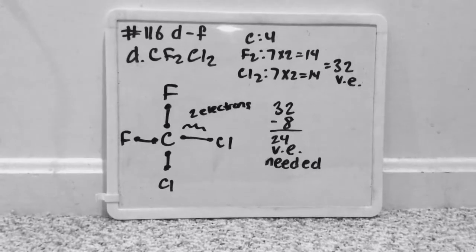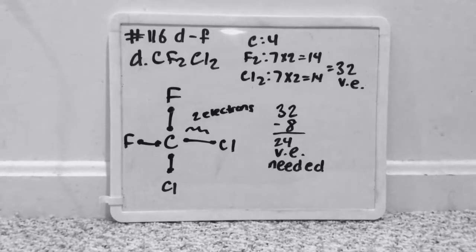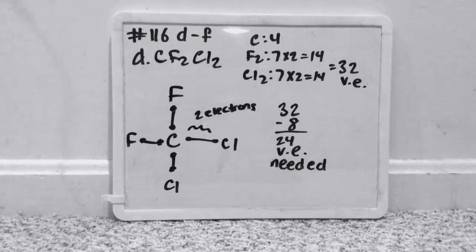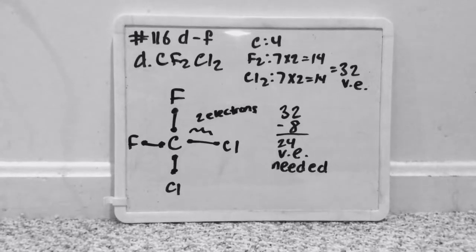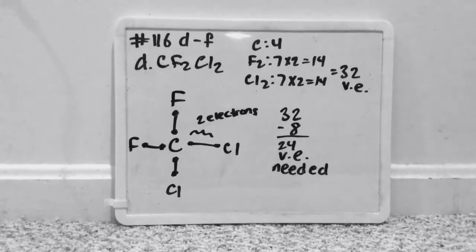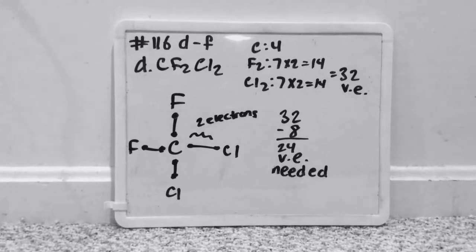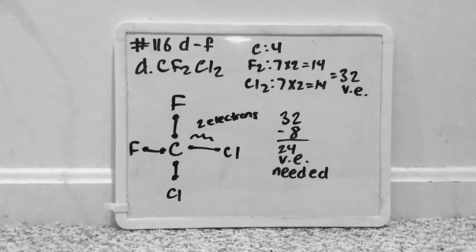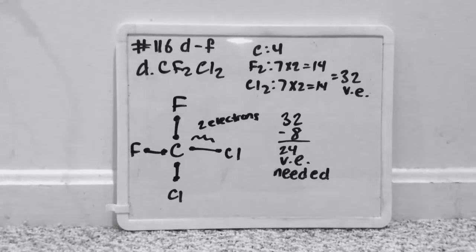Now that we know the total amount, we can begin to draw the Lewis structure. C would be the central atom since it's first, and then we can draw 2 single F-C bonds and 2 single Cl-C bonds. Each one of these single bonds is technically 2 electrons, so carbon is all set, and we've used 8 of our 32 electrons needed.